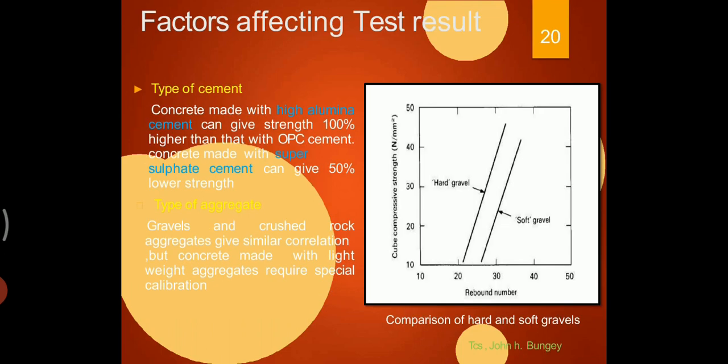Then some factors which affect this result. Type of cement: concrete made with high alumina cement can give strength 100% higher than with OPC cement. Concrete made with supersulfated cement can give 50% lower strength. Then type of aggregate: gravel and crushed rock aggregate give similar correlation, but concrete made with lightweight aggregates requires special calibration.